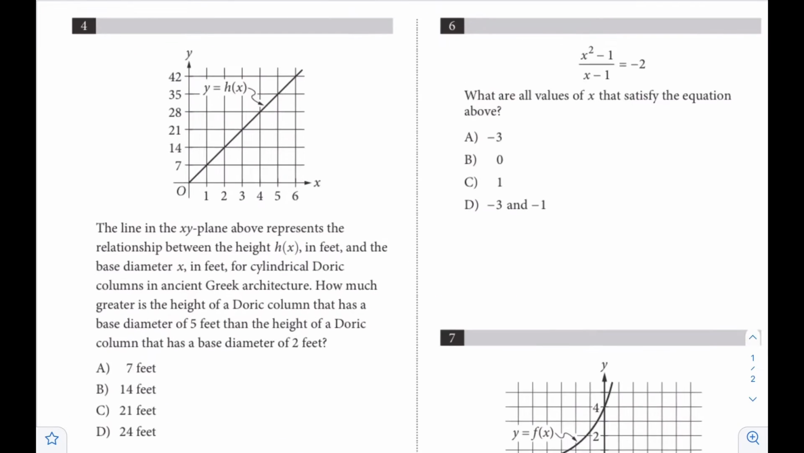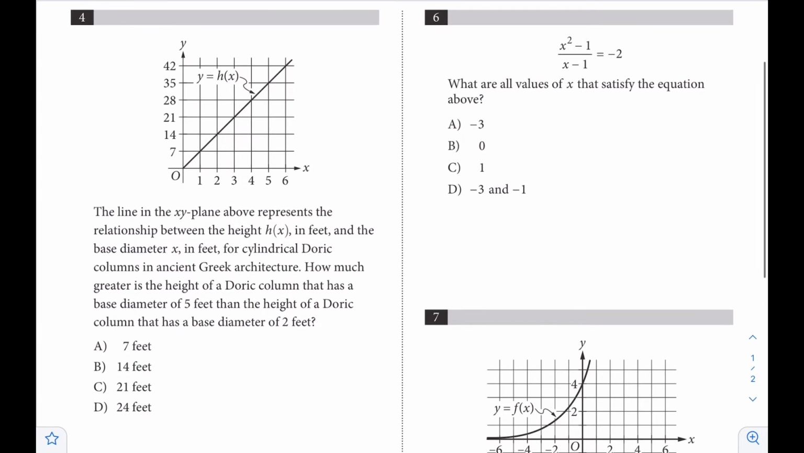So let's start with number 4. Remember, the first thing you want to do is really read the problem and then write your goal. That way you know exactly what you need to do and look for. So we have a graph here. Let's also read the passage that they give us.